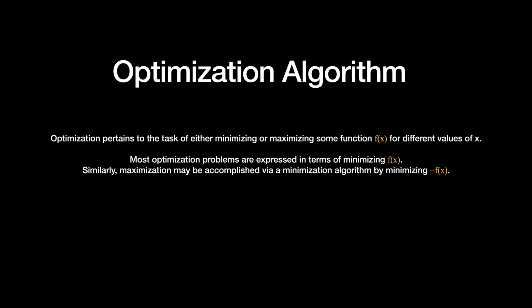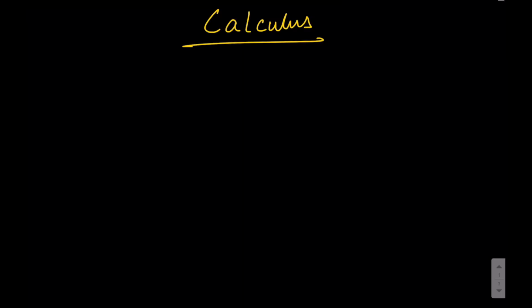Now, what is this optimization algorithm? What does it do? How does it work? So, optimization basically pertains to the task of either minimizing or maximizing some function f of x for different values of x. So you can say that I have y equals f of x. Now when I say I want to compute the derivative of this function, I would basically mean that I need to compute f dash x. So this is the notation for the derivative of the function f of x for any value of x.